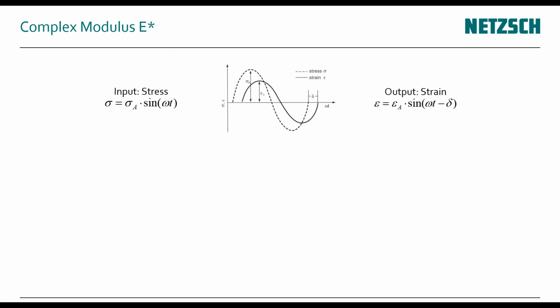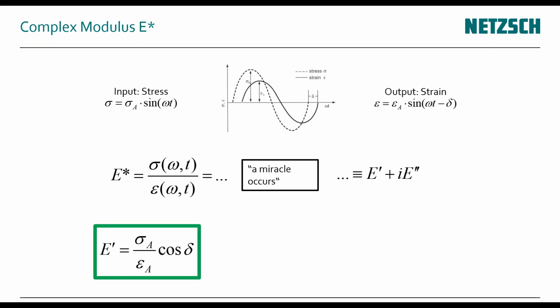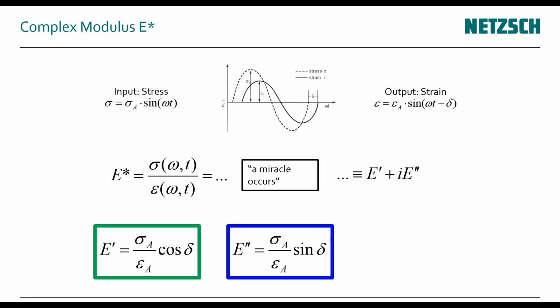We will need that in a second, because now we want to calculate the complex modulus. Don't worry if you're not familiar with complex numbers. It's actually just a mathematical trick. I will take you through the math on one slide so you know that there are some numbers coming out that actually make sense. We calculate this. The modulus is defined as stress over strain. A miracle occurs. And in the end, we get two numbers. And these numbers will be the results that you get from the DMA. This is E prime and E double prime, which is the real part and the imaginary part.